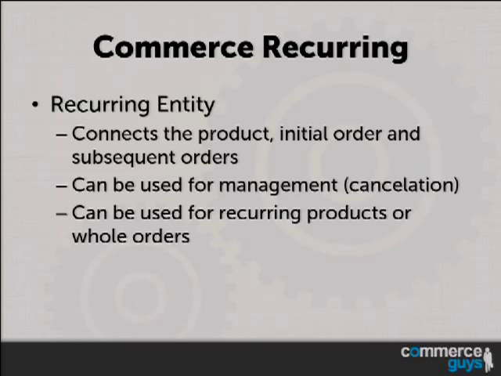The next thing that we have is a recurring entity, and this is the thing where all the processing happens. So we're creating a new type of entity, and this collects together the information about the product that's being recurred, the initial order that was used to create the recurring entity, and then it stores all the subsequent orders that are made from the recurring.